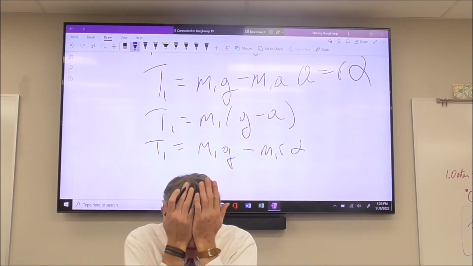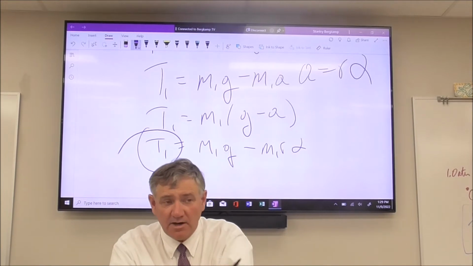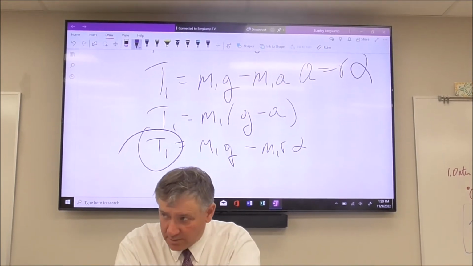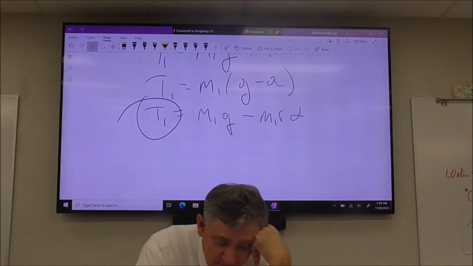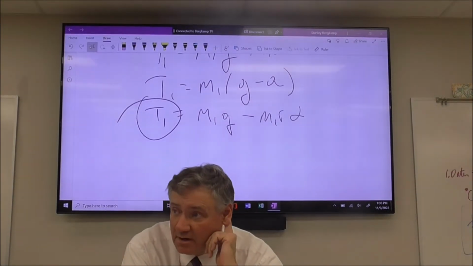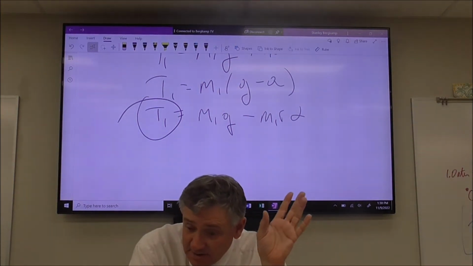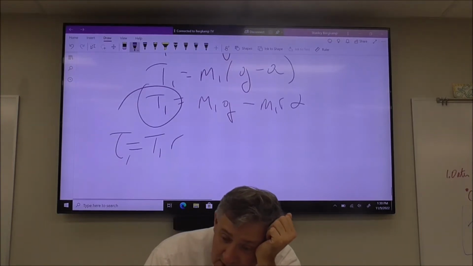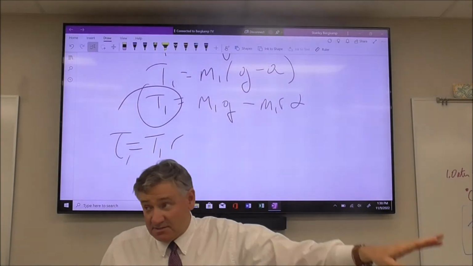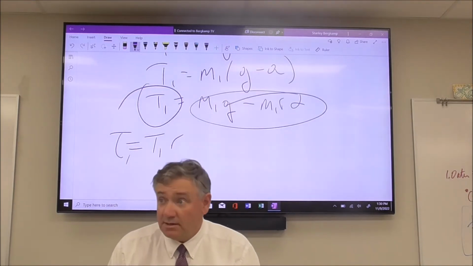Now, how am I going to calculate the torque? Here's my tension. How can I use my tension to calculate the torque? Times the radius. Notice on your choices, you don't have tension. What do you have? You've got M's, G's, alphas. You don't have tensions. So my torque on one is going to be tension one times the radius. But I don't want it in terms of tension one, because those aren't my choices. What are my choices? They're all expressed in things like this.